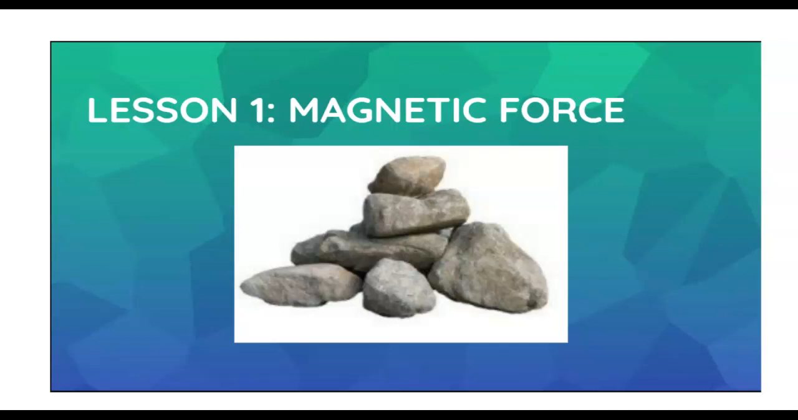Here are examples of magnetic things and non-magnetic things. So we will identify, my dear students, if the picture that I'm going to show you is a magnetic thing or a non-magnetic thing. Okay, so here, number 1, is it a magnetic thing or non-magnetic? Okay, very good. It is a non-magnetic thing.